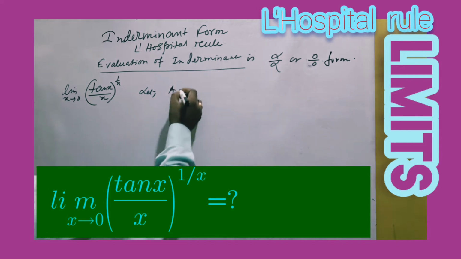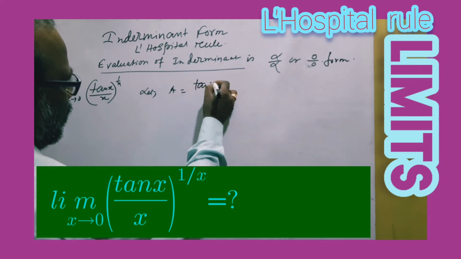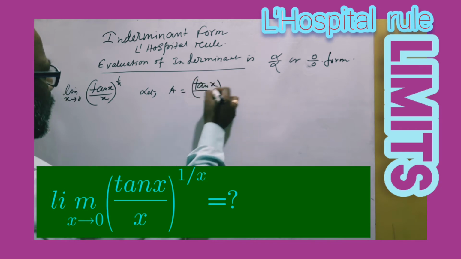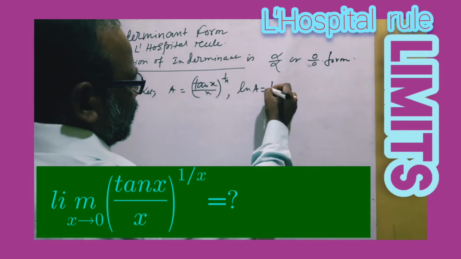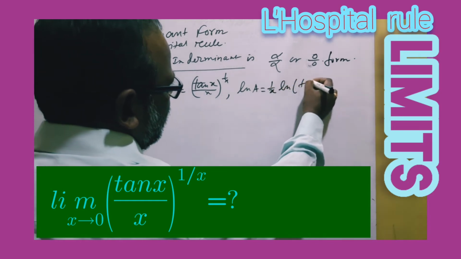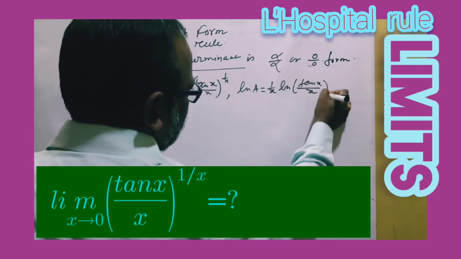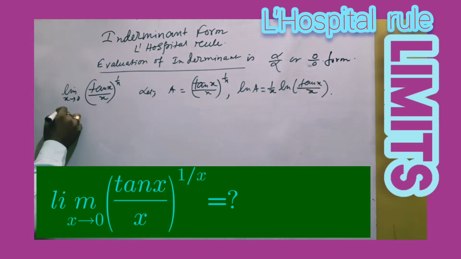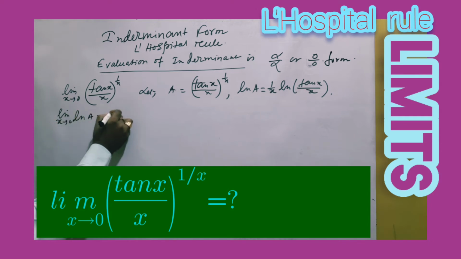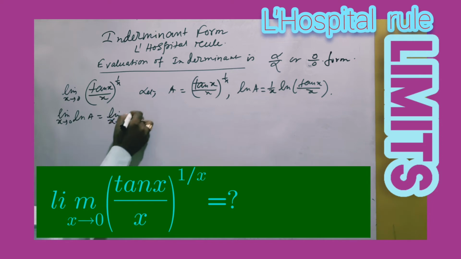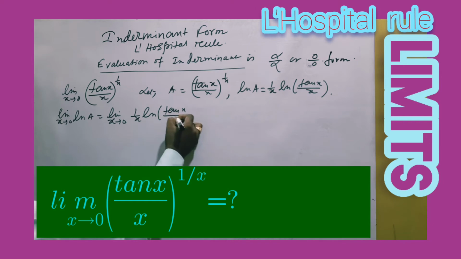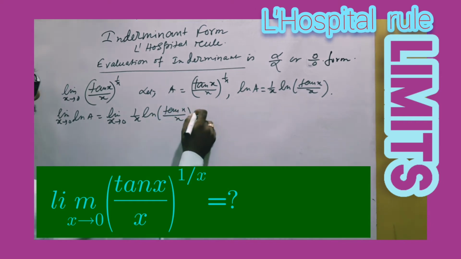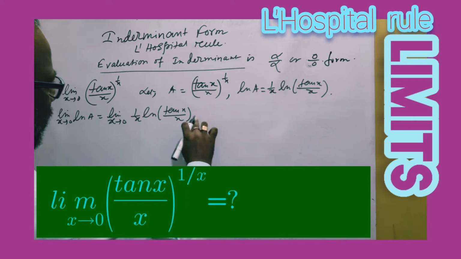So a is equal to (tan x by x) to the power 1 by x, taking log on both sides. So ln a is limit x tends to 0 of 1 by x times ln(tan x by x). So this is actually 0 by 0 form, so I apply the L'Hospital rules.